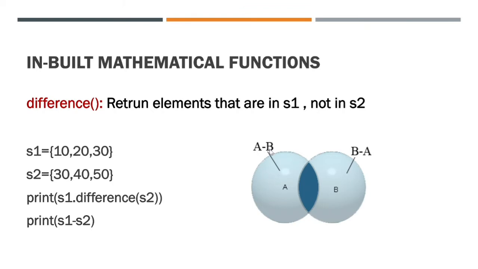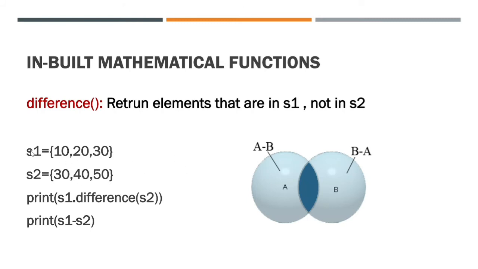That is, A minus B will have only the elements that are present in A, right? And that is, it will be removing 30 out of it. Talking about B minus A, that will have all the elements that are present in B. If I say that S2 is B, then the answer will be 40 and 50. 30 is the common element, 30 is in S1 also, so 30 will be excluded.